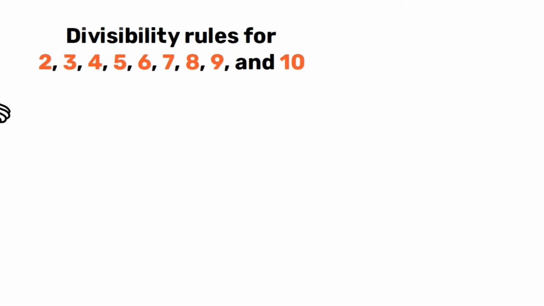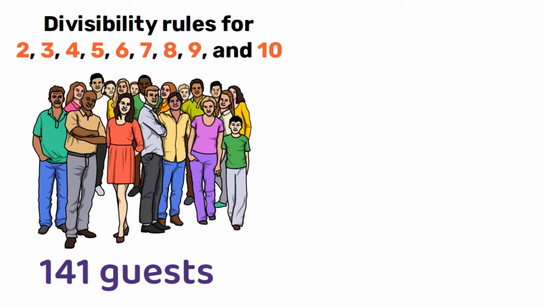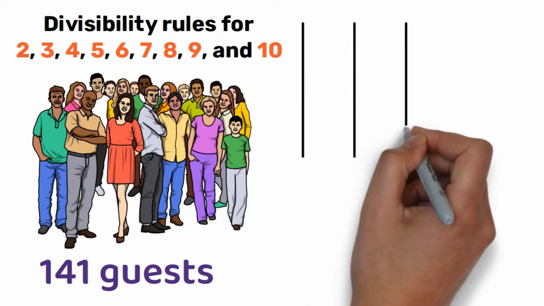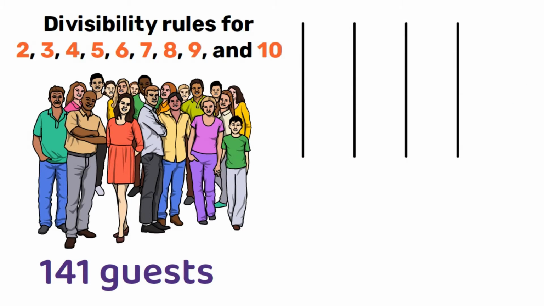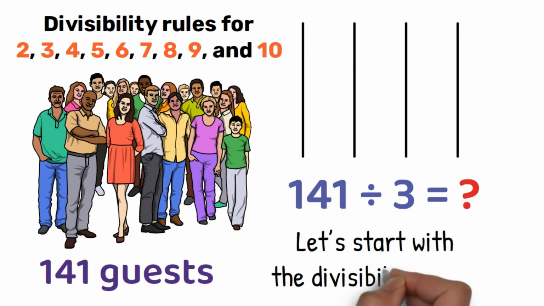In this video, I'll be teaching you divisibility rules for 2, 3, 4, 5, 6, 7, 8, 9 and 10. For example, I'm having a party with 141 guests and I need to divide my guests into 3 columns in a large O. So I have 141 divided by 3 evenly. There is an easy way to find this out. So let's start with the divisibility rules.